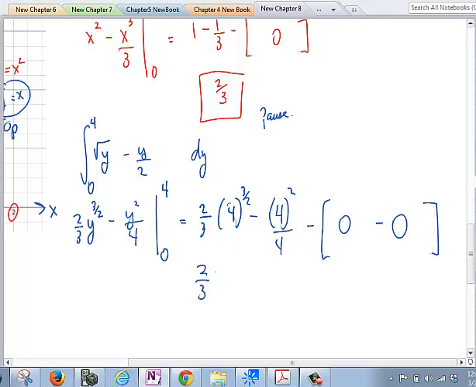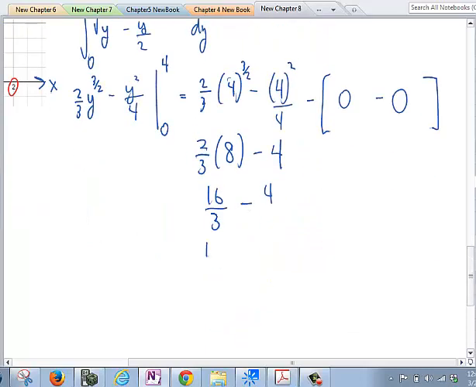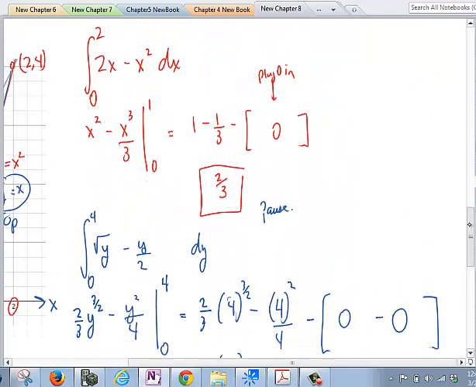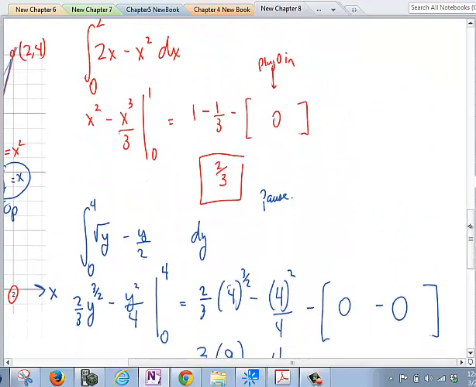So I have 2/3. This quantity is going to be equal to 8 minus 16 over 4, which is 4. So I basically have 16 over 3 minus 4. If I change 4 to thirds, 16 over 3 minus 12/3 will give me 4/3. So I go up and I compare the answers, and I'm off. Let me see, what did I do wrong here?